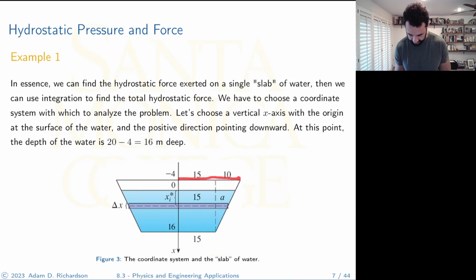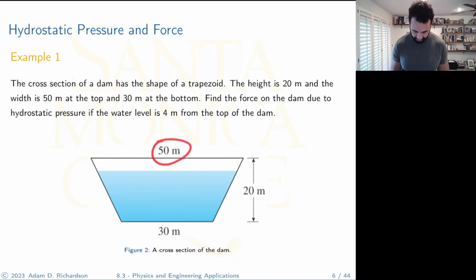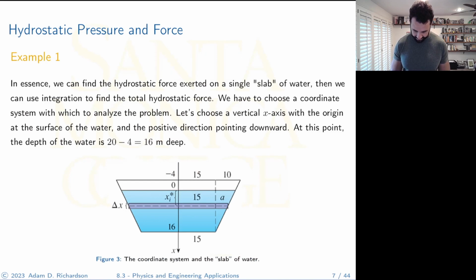We know that since this length is, was it 30? Or wait, hold on. 50 meters altogether on the top, 50 meters. Oh, that's right. It was 30 meters down here. That's right. Okay, let me draw a couple extra lines here. So this will be 15 because we know that this total length is 30. And then this will be 10. So we know that this is 10, but the thing that we don't know is A.